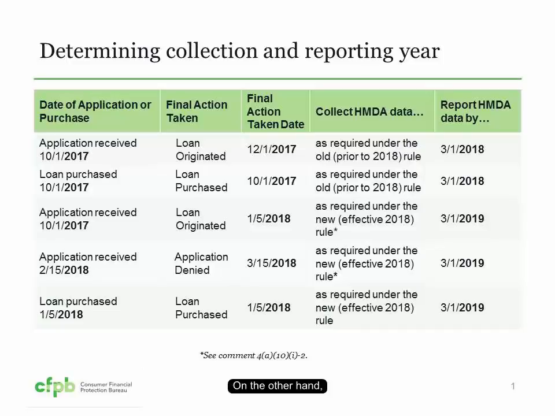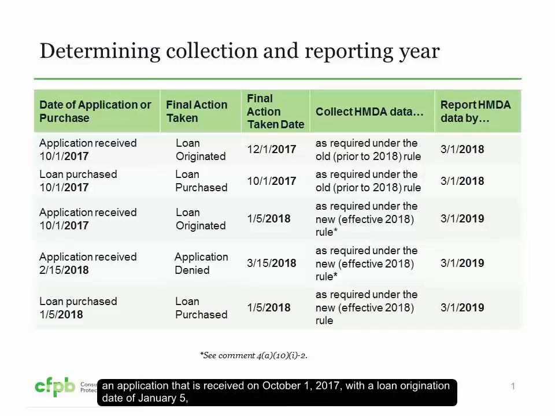On the other hand, an application that is received on October 1, 2017, with a loan origination date of January 5, 2018, is reportable with the institution's 2018 HMDA data to be submitted by March 1, 2019. A financial institution reports the covered loans it purchased based on the date of purchase. For example, if the financial institution purchases a covered loan on October 1, 2017, then it would report that purchase with its 2017 HMDA data to be submitted by March 1, 2018.